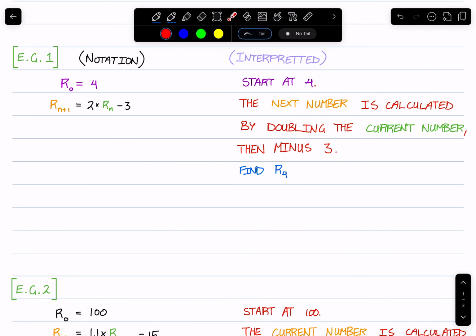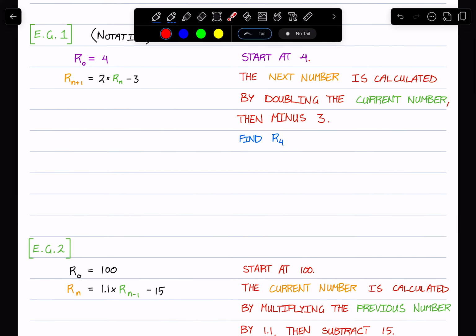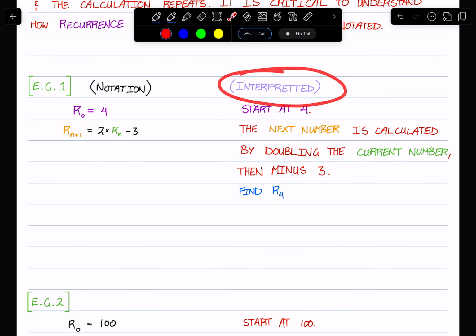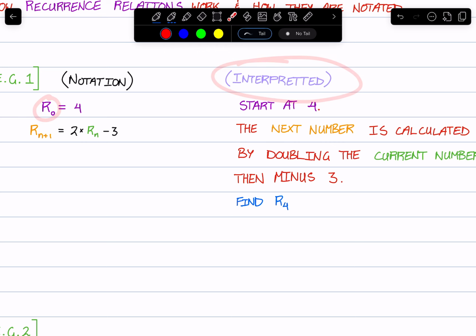So let's take a look at what a recurrence relation might be as shown here. Here's the notation that you might see as a question, and here's how we interpret it. You'll see that it's R0, and mind you, R can be any letter. It might be P0, A0, etc. But for the sake of this, I'm saying it's R for recurrence. So the recurrence of 0 is equal to 4. Wherever you see that R0, that is the number that we have to begin at.